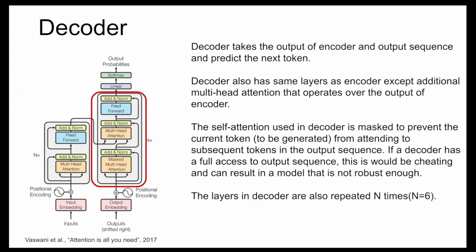The layers in the decoder are also repeated 6 times in the original transformer, and this is a hyperparameter to change. So in recent large language models, it's beyond 6. It's multiples of 6.